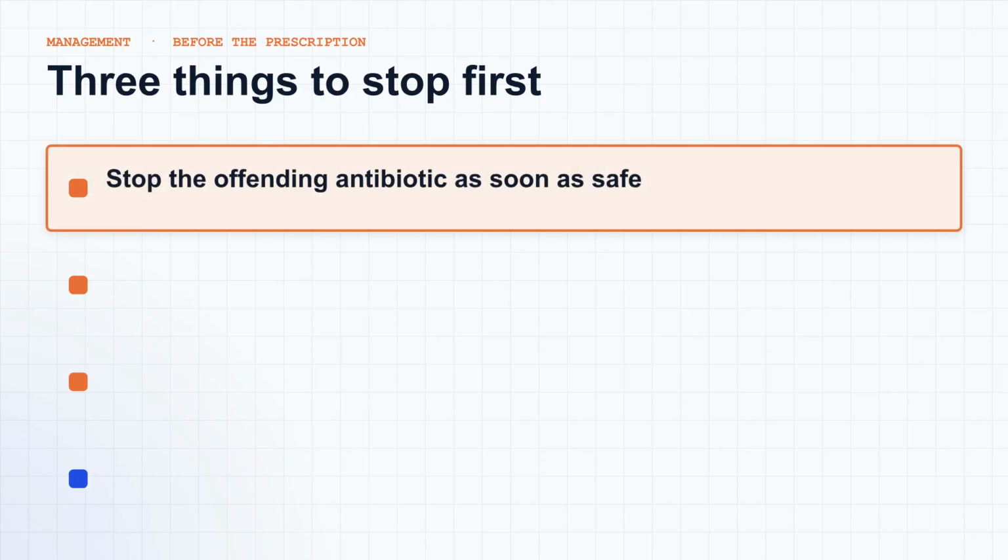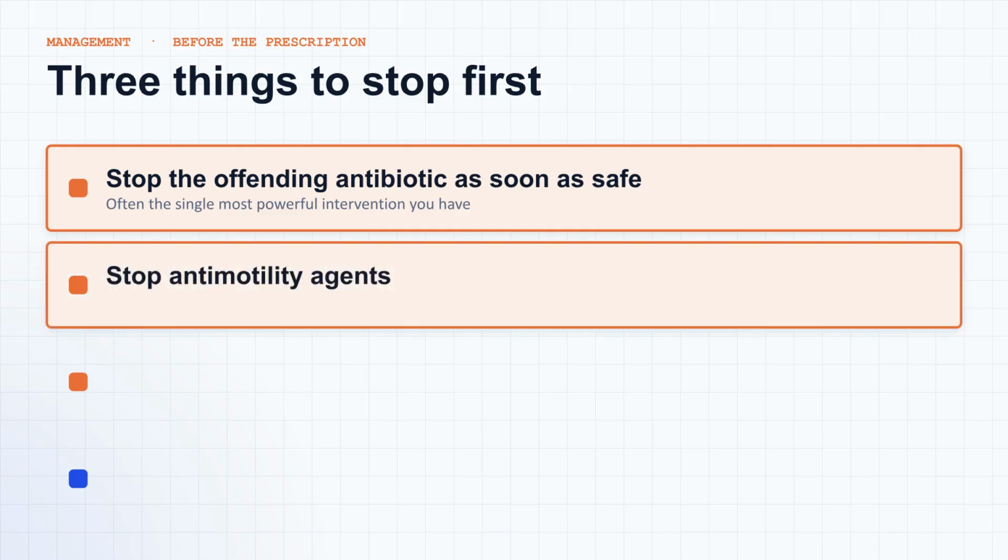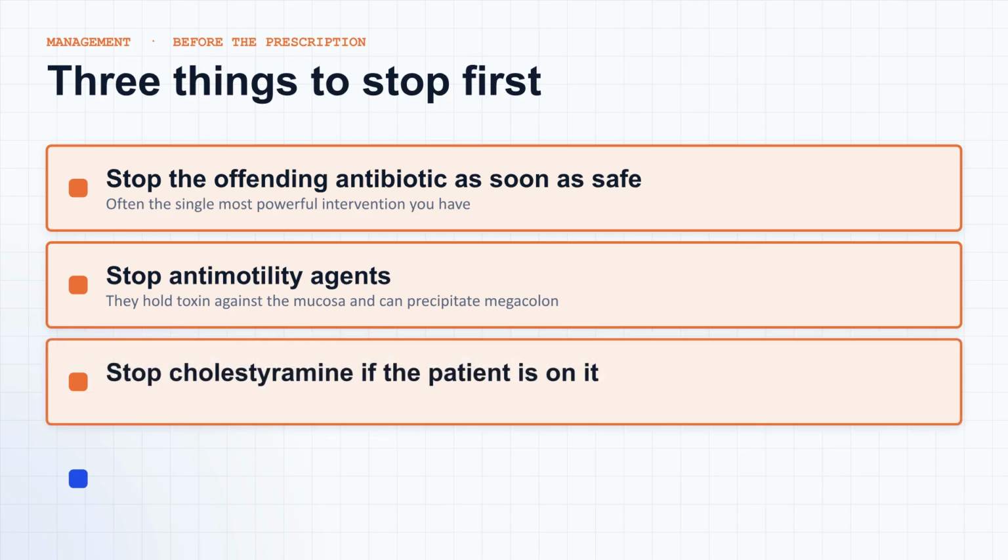First, discontinue the offending antibiotic as soon as it is safe to do so. That single act is often the most powerful intervention you have. Second, stop antimotility agents. Remember the loperamide our patient received overnight. Slowing the colon keeps toxin in contact with the mucosa and can precipitate megacolon. Stop it. Third, stop cholestyramine if the patient is on it, because it binds vancomycin and will neutralize your therapy.